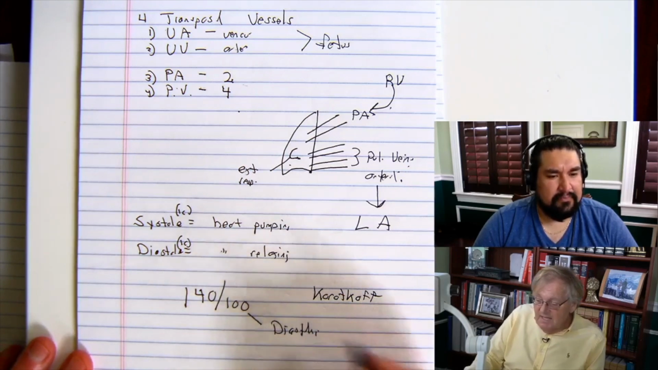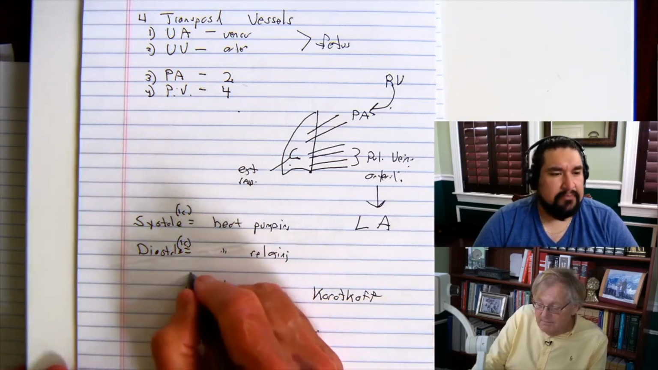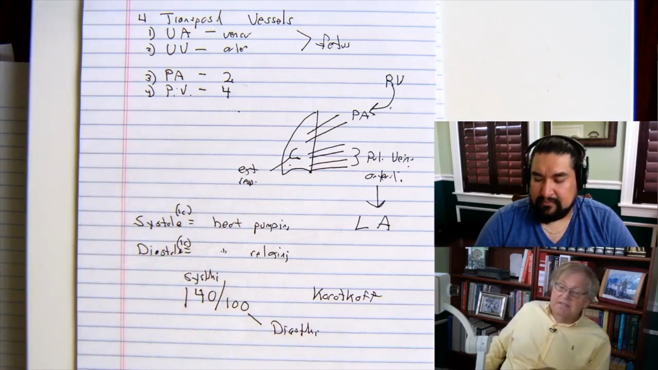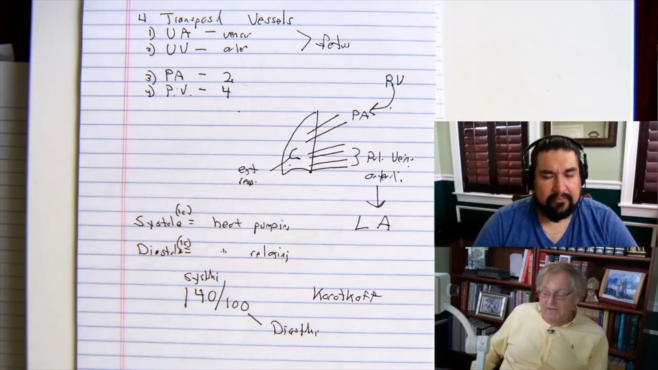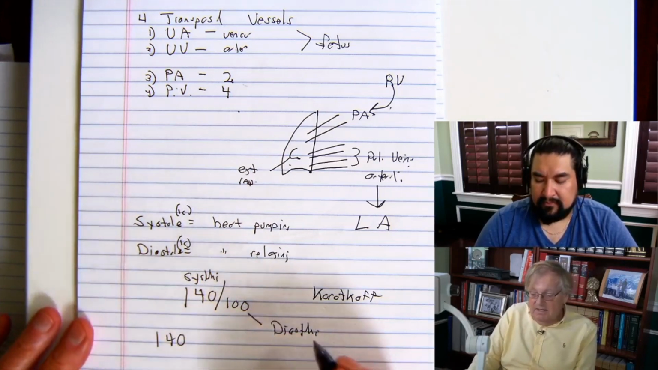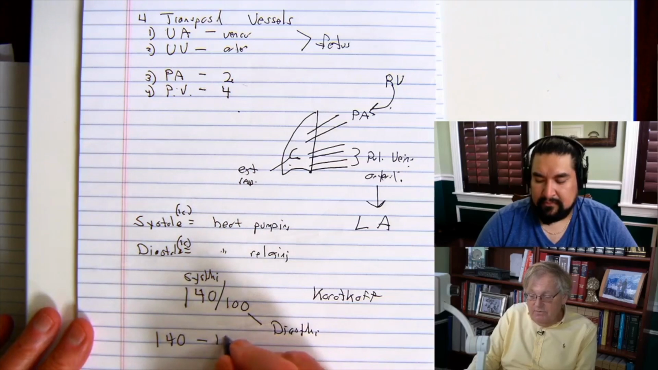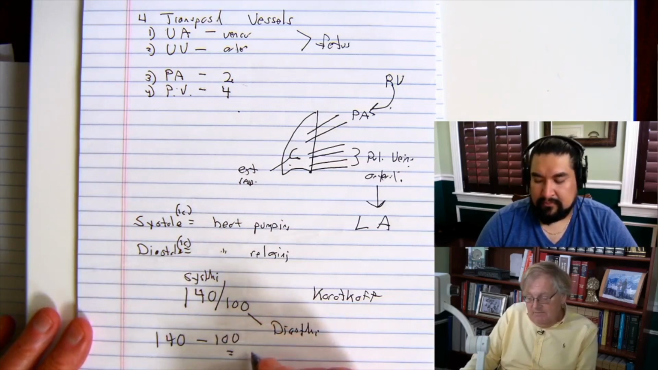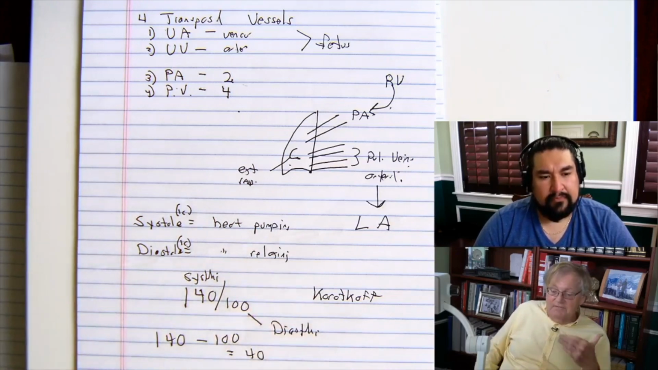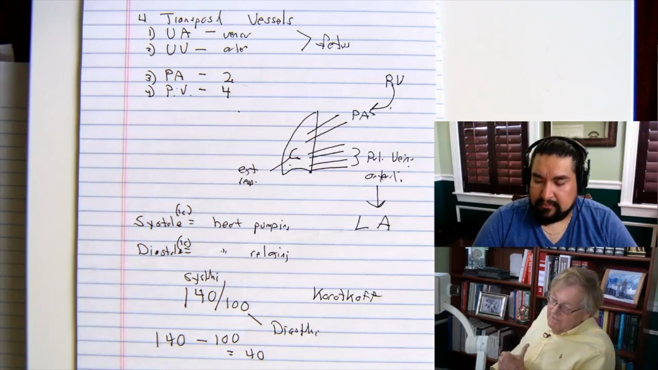So this is your systolic pressure, which is the pumping, and this is your diastolic, which is the heart relaxing. And if I take 140, which is the systolic, minus the 100, which is the diastolic, that's going to be 40, and that's your pulse pressure. So that's the significance really of blood pressure.